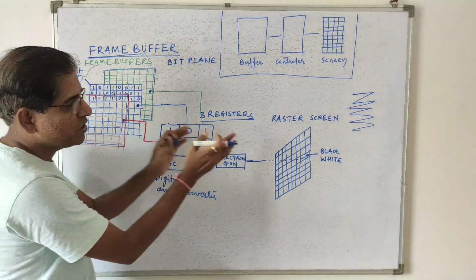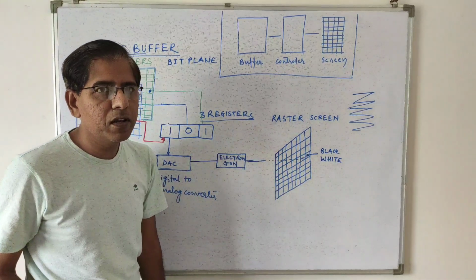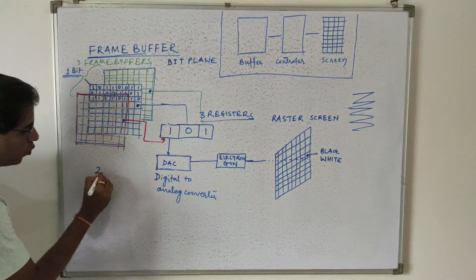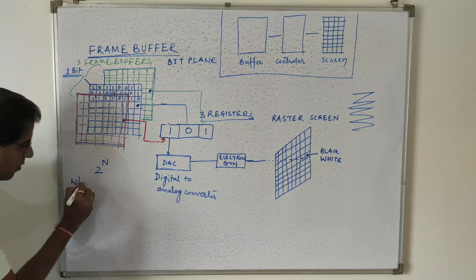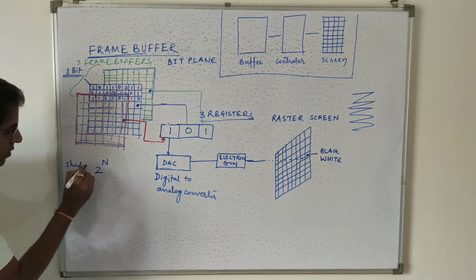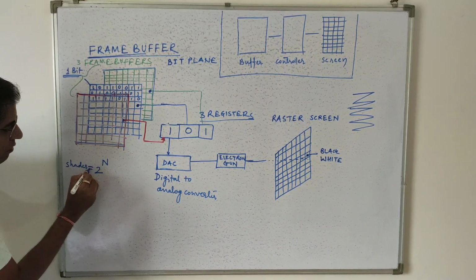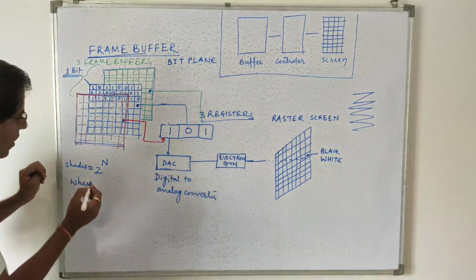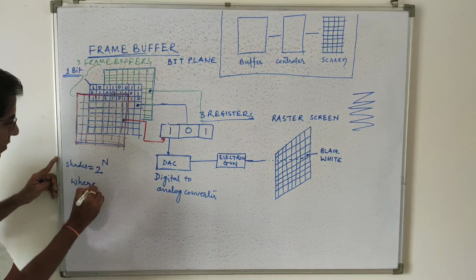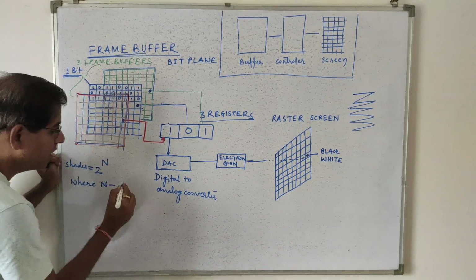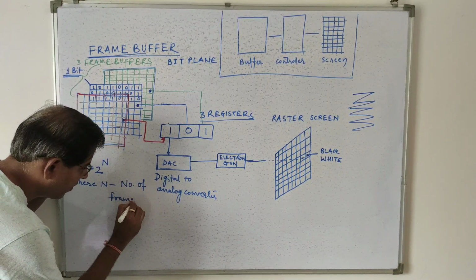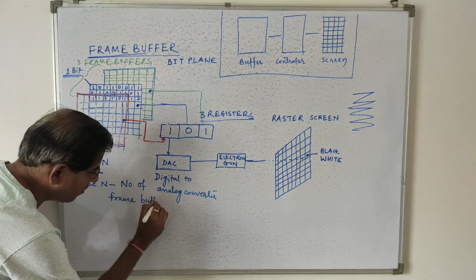Okay, and the number of shades available on the screen is calculated as 2 to the power n, where n is the number of frame buffers. So the different shades which are available on a screen are calculated as 2 to the power n, where n is the number of frame buffers.